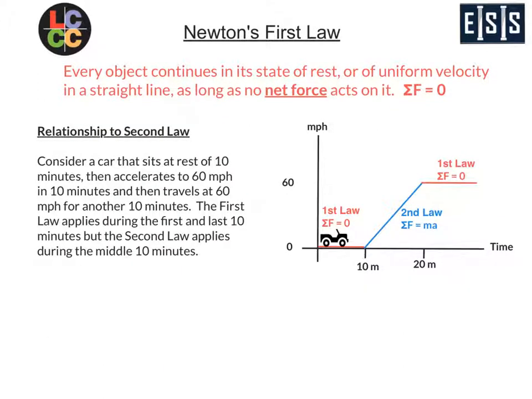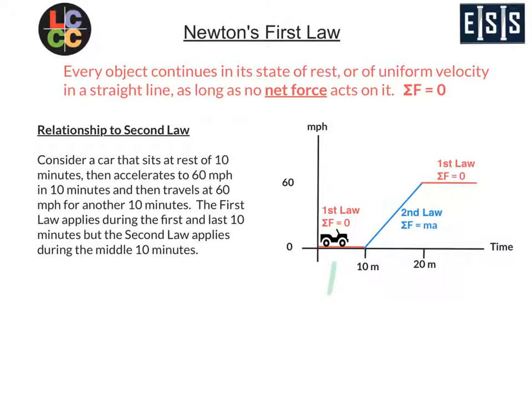Let's now look at a problem that entails both parts of Newton's first law. So I show here a car sitting at rest for 10 minutes, and then the car accelerates up to 60 miles per hour over the next 10 minutes. And then once it reaches 60 miles per hour, it maintains that speed at 60. And so the first part of the problem, essentially the first 10 minutes, the car is at rest. And so we're under the first part of Newton's law that we talked about. The sum of the forces is equal to 0 at that point.